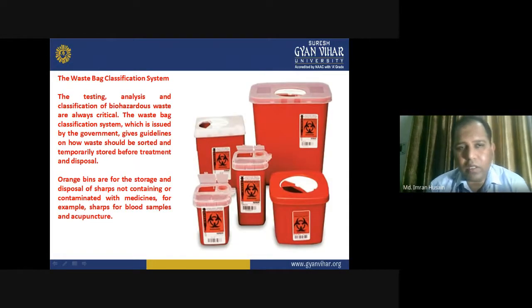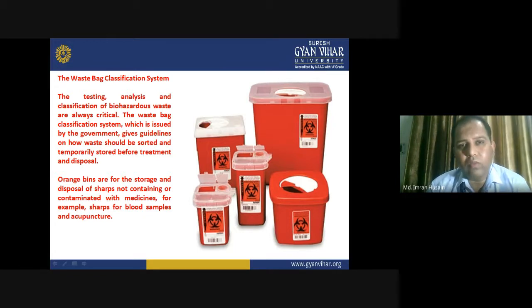So, waste bag classification. Every time you must understand that the waste bag classification depends on the color code. What type of color is being used in the scenario? What type of things are under process, and how you should understand the scenario that follows the color code. The testing, analysis, and classification of biohazardous waste are always critical. The waste bag classification system, which is issued by the government, gives guidelines on how waste should be sorted.